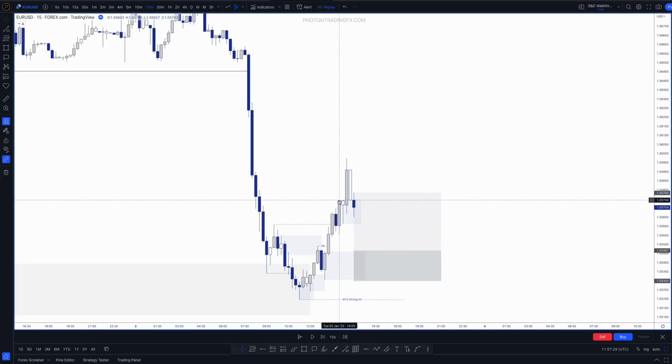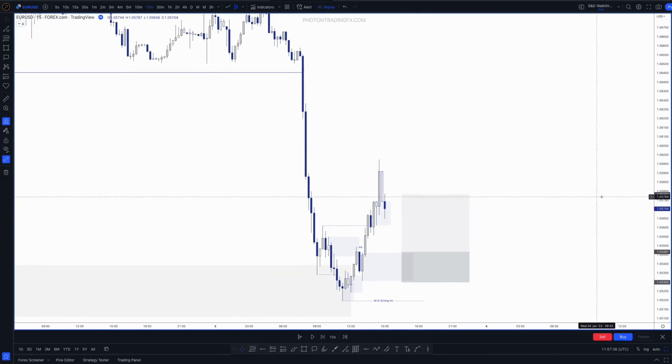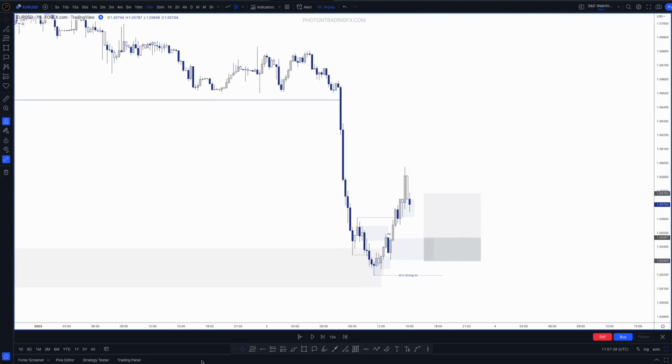It did cause the break of that fractal high. Is that the type of POI in which I'm personally going to look to enter on the M15? No, it's got hardly any confluence. It's very low probability, right?